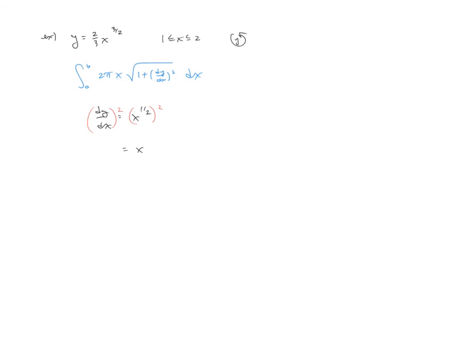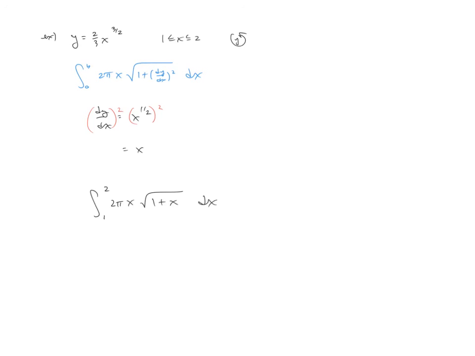So plugging that stuff in, I'll get the integral from 1 to 2, 2 pi, and then I'm just putting an x in right there. And then I have my square root 1 plus x dx. So once again, a pretty simple setup. The integral here is another u-sub, but it is one of those wraparound ones where once you let this equal u, you're going to have to circle back and replace that. So you guys can handle that.